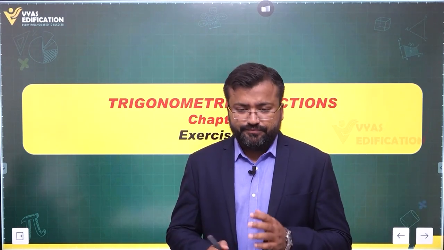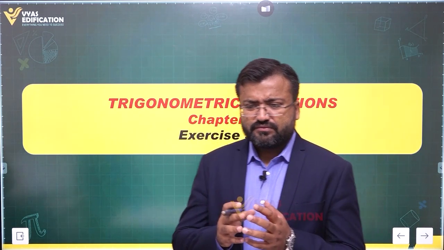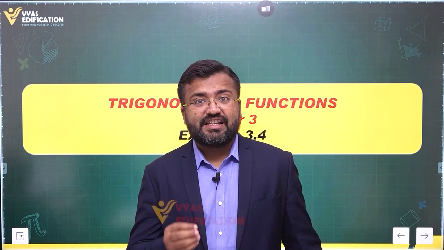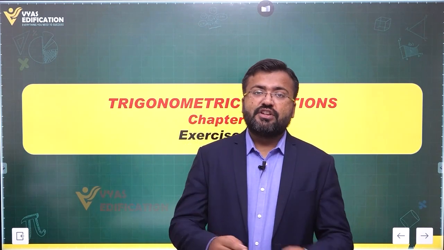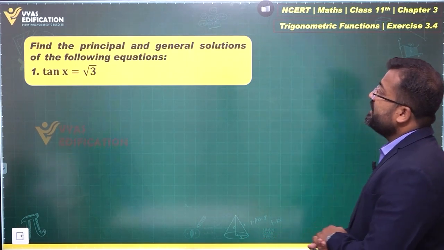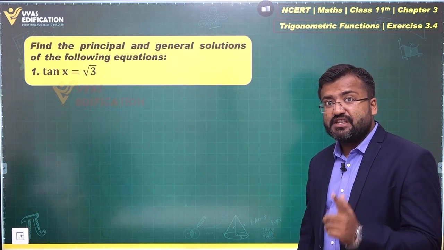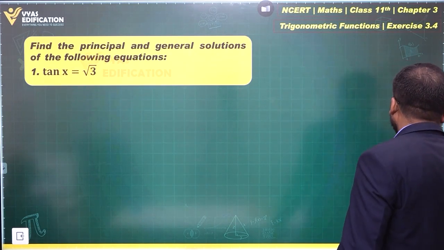So once you have covered this complete chapter, what we'll do here is we'll discuss all the questions asked in exercise 3.4 in NCERT. So let's begin with the first question. What does the question say? Take a look at this. Find the principal and general solutions of the following equations. We are supposed to find the principal as well as the general solutions of the following equations.